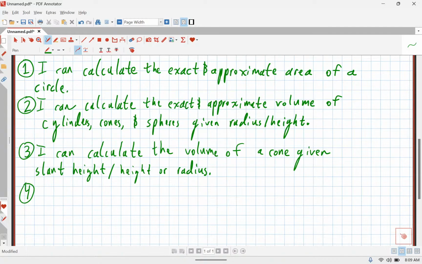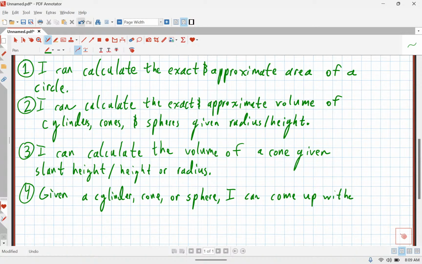Level 4, I'm so proud of this level 4. This level 4 is kind of bananas. But here's the thing about the level 4: once you've figured out how to do it, the calculations really aren't that bad. And on the level 4, you only need to do an approximation, okay? Here we go. On the level 4, given a cylinder, cone, or sphere, I can come up with a different solid with the same volume.